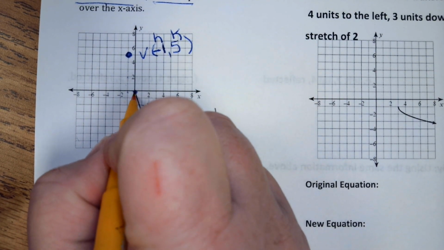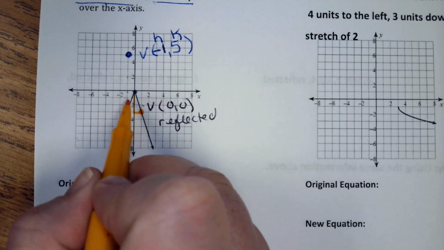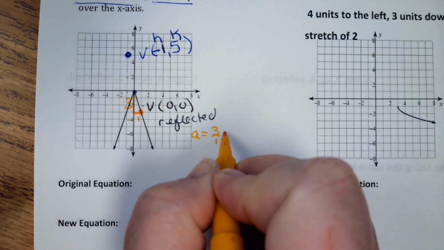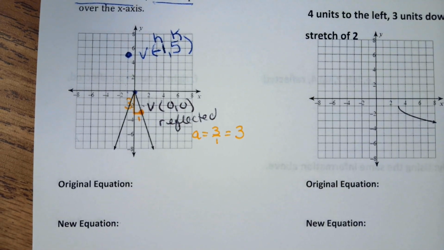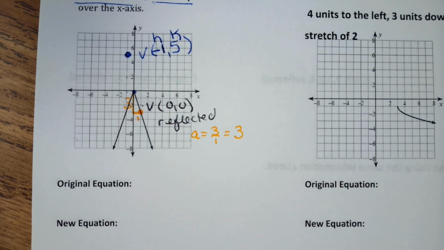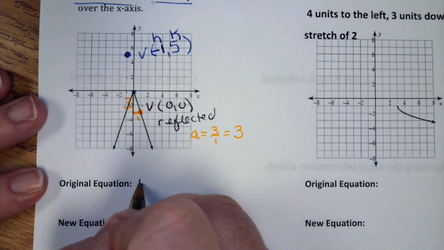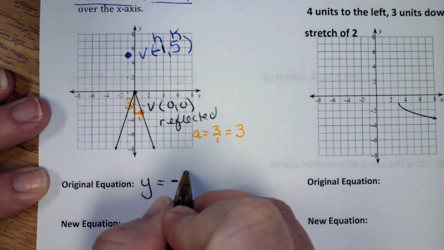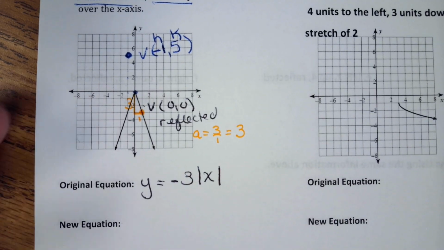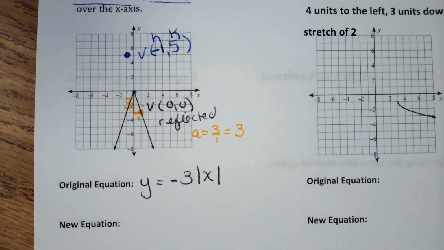Right here. So let's find that rise and run. What is your rise? 3. And your run? 1. So your A value is 3 over 1, or just 3. So that original equation would be y equals -3 times the absolute value of x, because your h and k are 0, so you don't need to put the x minus 0 plus 0.